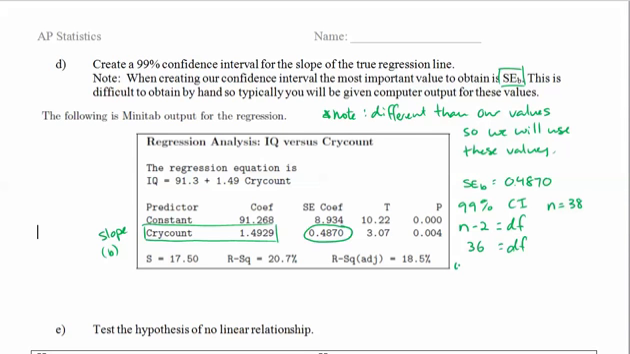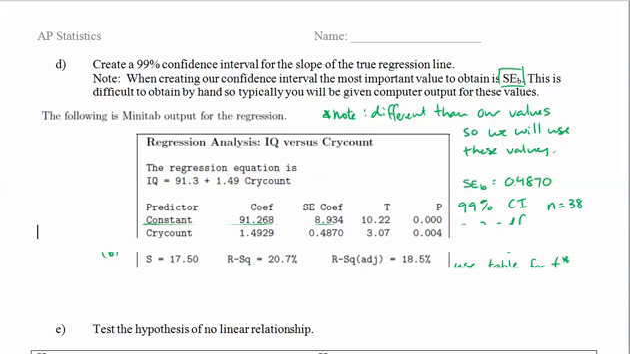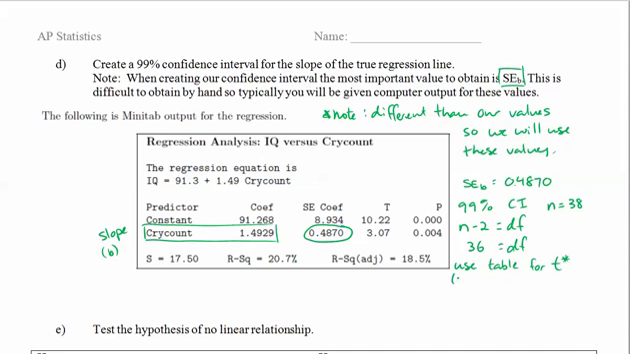In this case, we're going to use the table for our critical value. When we look that up, we will see that 36 is not in the table, so we will use a degree of freedom of 30. We need to be more conservative, and that gives our critical value t star of 2.750.